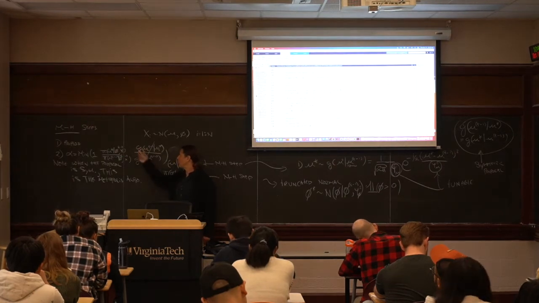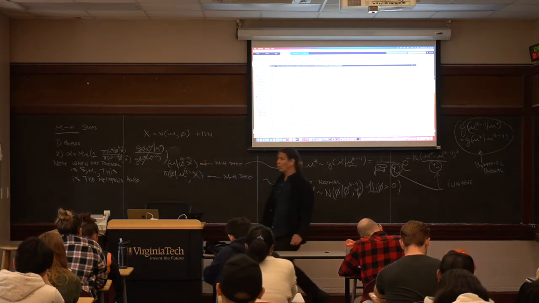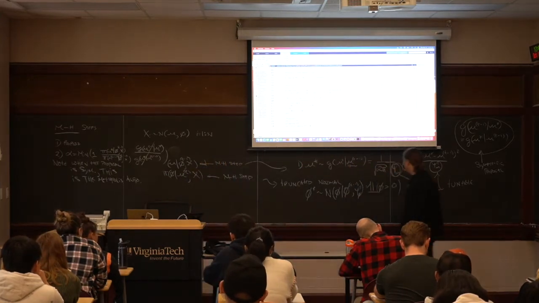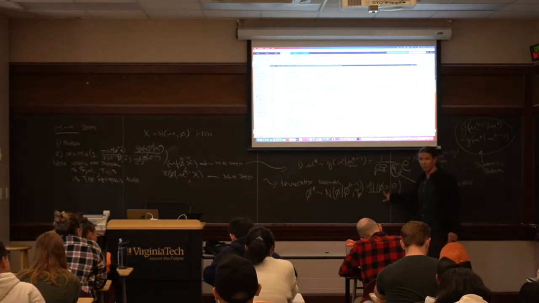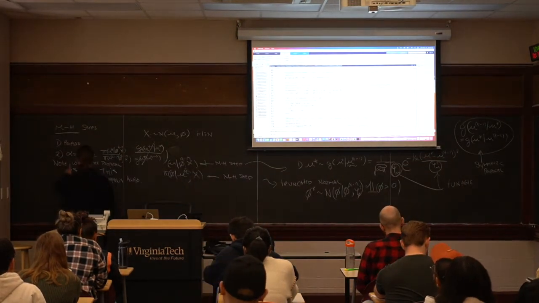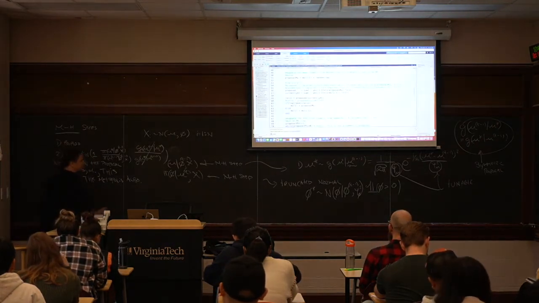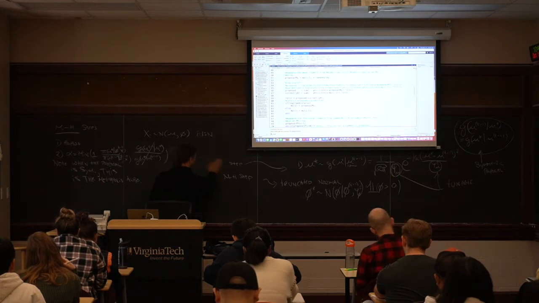Hastings came in and showed that you need this proposal ratio in here if you're using a non-symmetric proposal. Where's a good case where you might use a non-symmetric proposal? This is one of them, right here. So I'll just say I get this probability, and if I want to do this final step here, get rid of that.